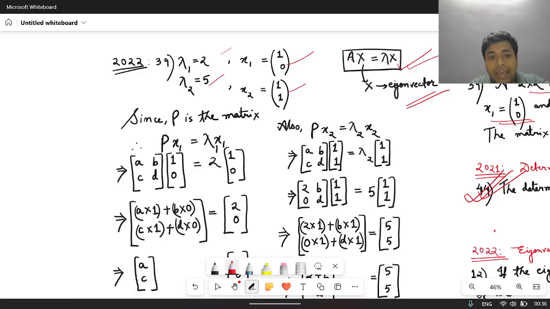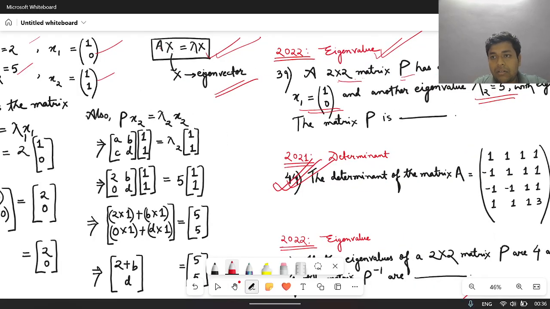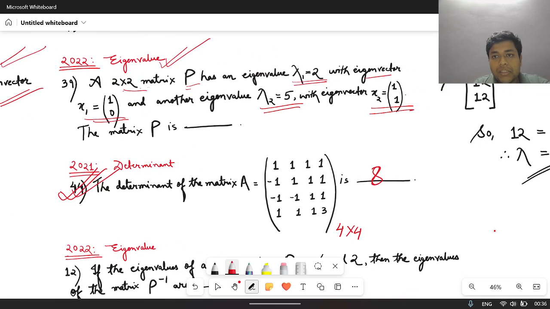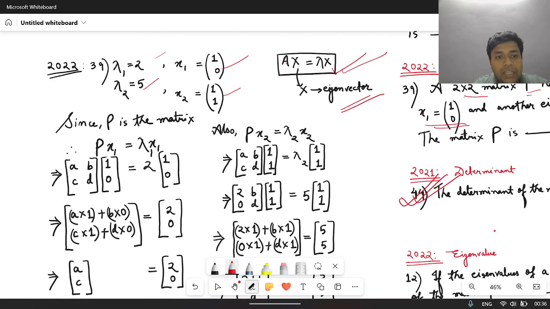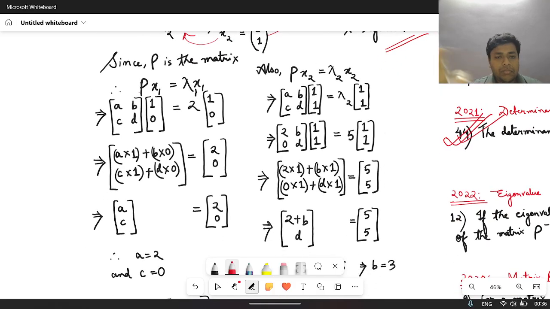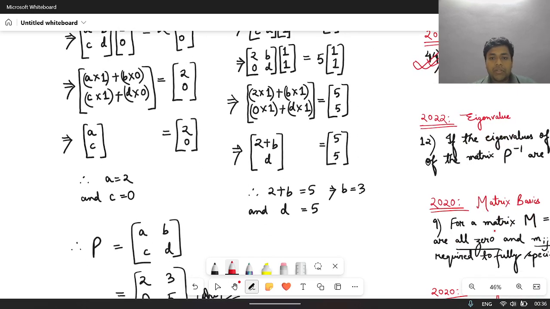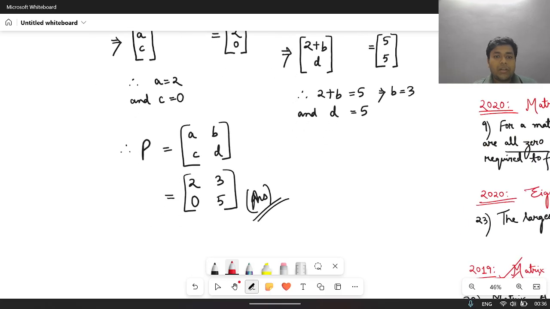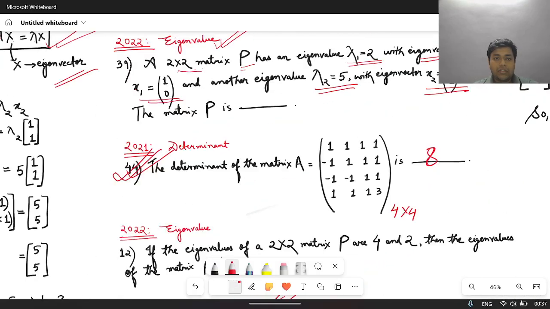Now x1 is your eigenvector 1. The first eigenvector is this. This is eigenvector x1 and eigenvector x2. So Px1 is equal to lambda 1 x1. This needs to be kept in mind because this will correspond to this eigenvalue. This will correspond to this eigenvalue. So I have solved this. I just did basic multiplication and then I found the a and c values. Similarly, I found the b and d values. So the matrix will be ABCD, which is this one. So this is your answer.